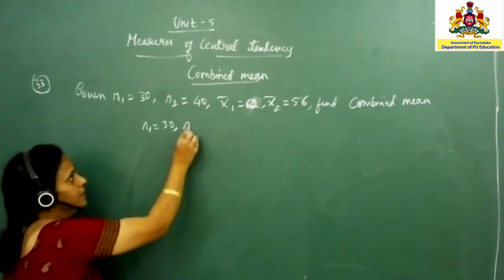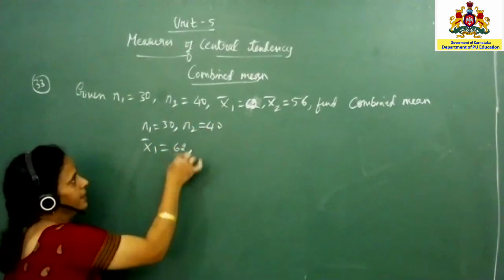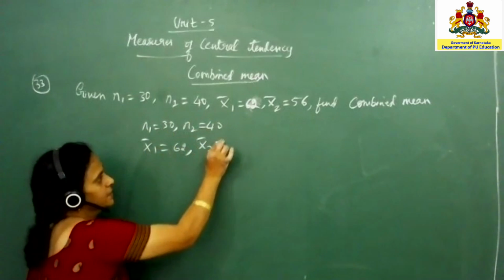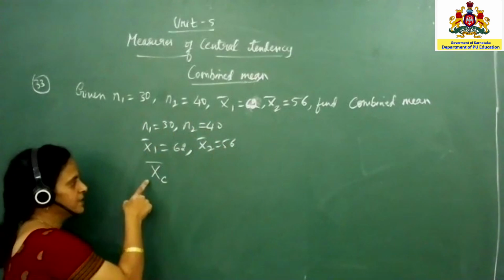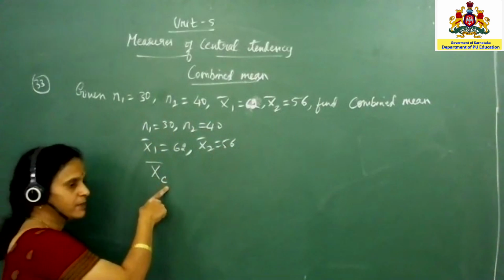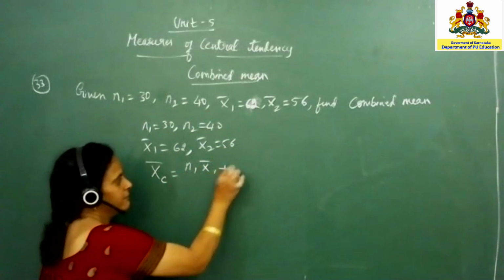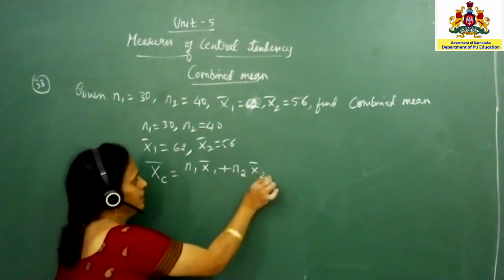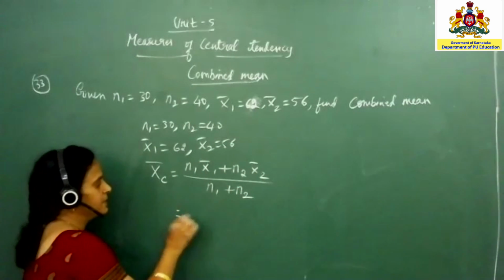n1 is 30, n2 is 40, x bar 1 is 62, and x bar 2 is 56. Okay, I'll use the combined mean formula. So x bar c indicates the combined mean, which is given by n1 x bar 1 plus n2 x bar 2 divided by n1 plus n2.